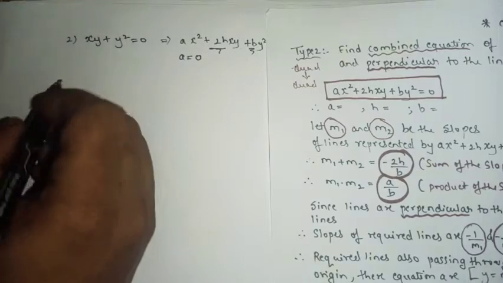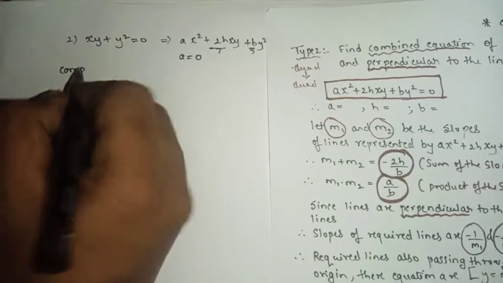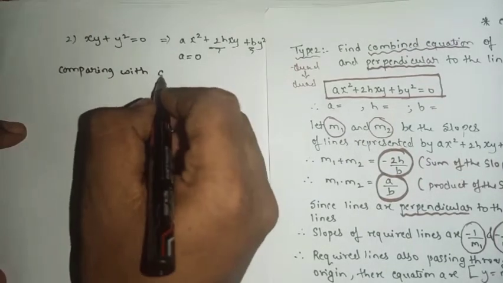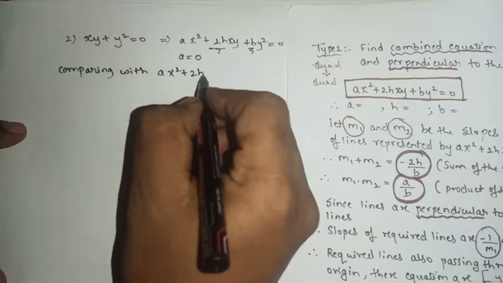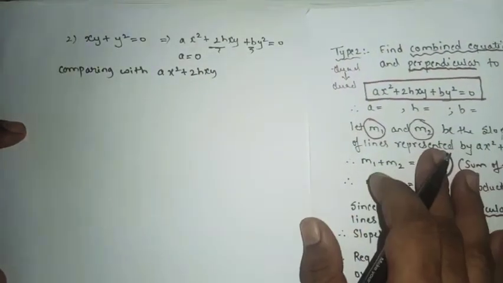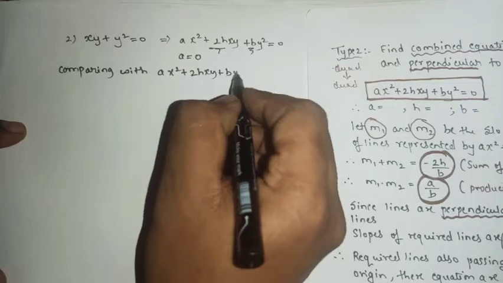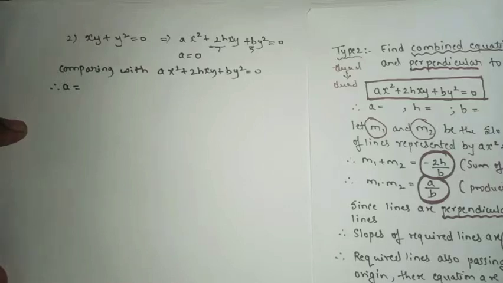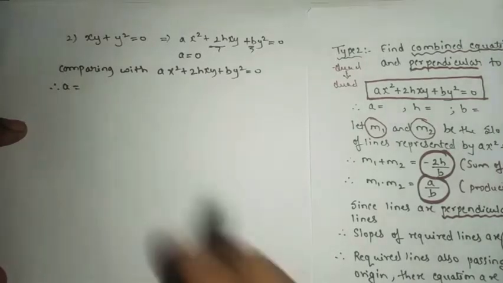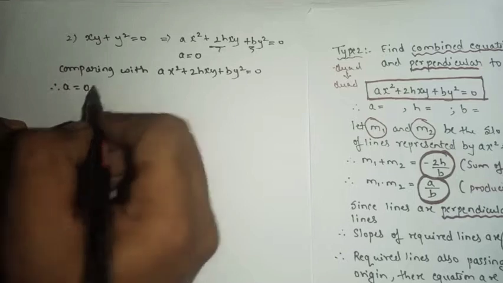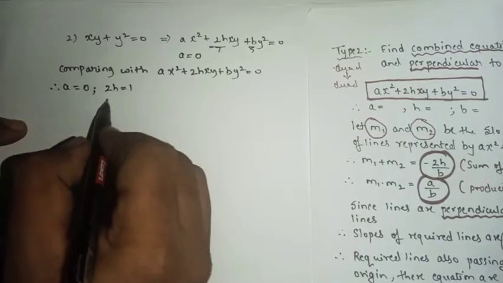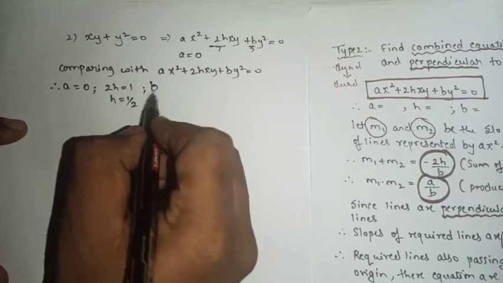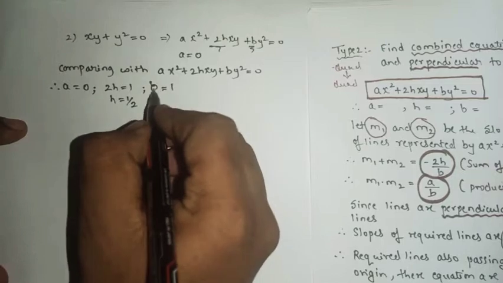So let's begin. Comparing with ax square plus 2hxy plus by square equal to 0, the coefficient a will be 0, 2h equals 1, so I can say h equal to 1 by 2, and b is equal to 1.